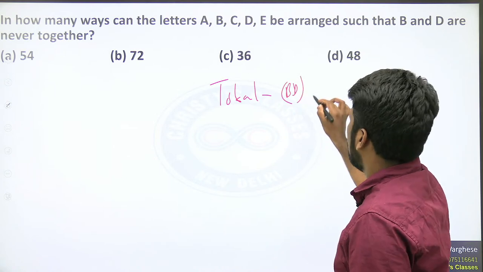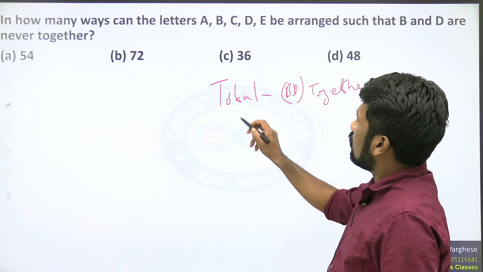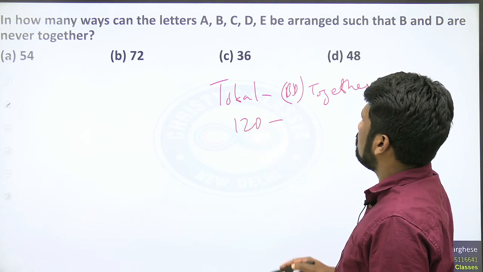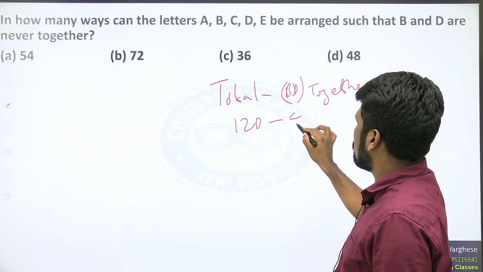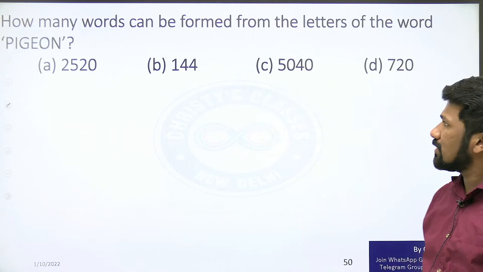This is another variety of question that can come. Are you all understanding? Total ways will be what? We already discussed 120, minus the BD together ways, which we discussed in the previous question, 48. The difference is 72. So 72 is the answer.